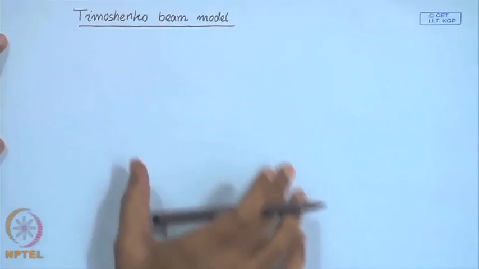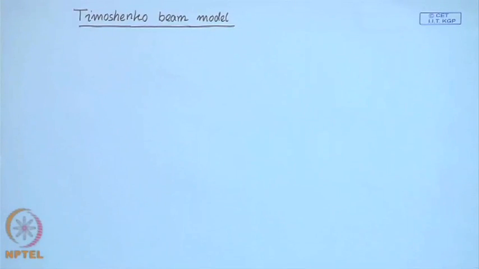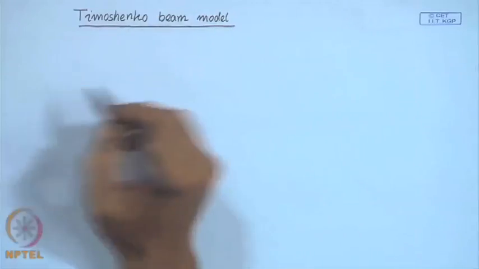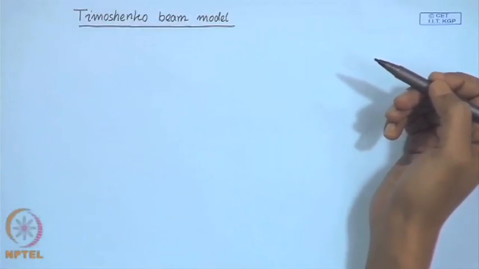The assumptions that we made in our previous lecture, that the slopes are small, and the material is linearly elastic, homogeneous and isotropic, all those assumptions still hold, except that now we are going to introduce shear in our model. So, let us look at this Timoshenko beam model.